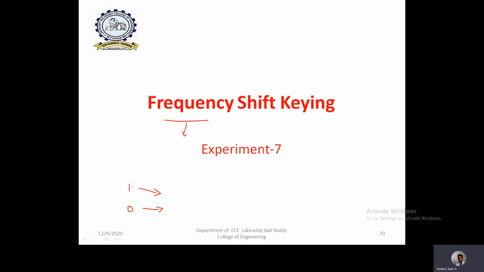That means if the input is binary 1, the output of the modulation will have the carrier frequency F1. Similarly, if the input is binary 0, it will produce the carrier with a different frequency, that is F2. Generally F1 is greater than F2. That means in 1 bit duration it will produce a high frequency carrier, and during the other bit a low frequency carrier.